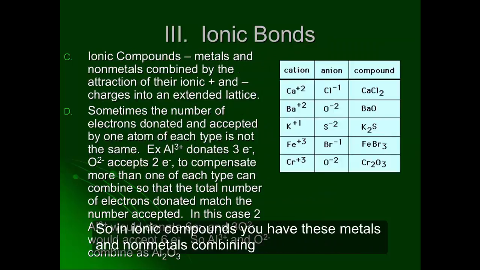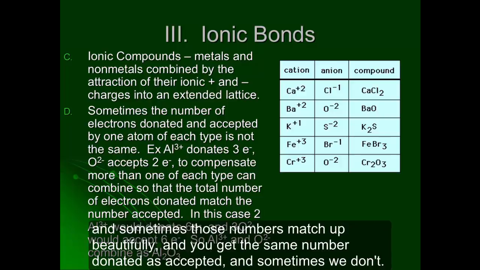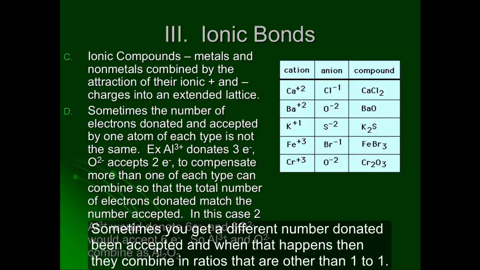So in ionic compounds, you have these metals and nonmetals combining so that they get a noble gas configuration of electrons. And sometimes those numbers match up beautifully, and you get the same number donated as accepted. And sometimes they don't. Sometimes you get a different number donated than accepted. And when that happens, then they combine in ratios that are other than 1 to 1.